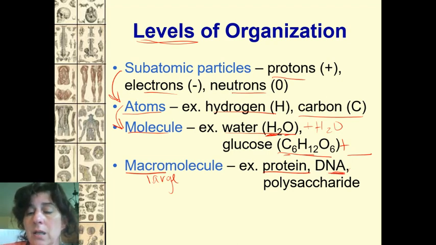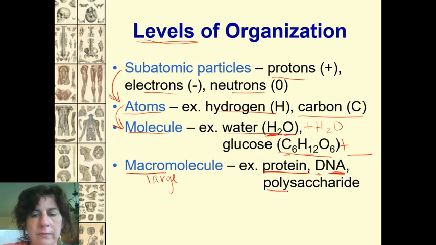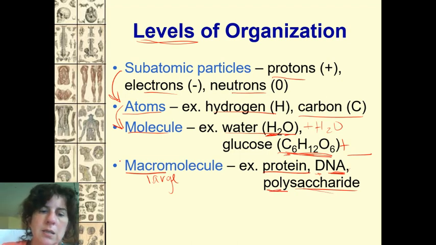Nucleic acids is another type of macromolecule, and DNA is one example of that. That would be where your genetic information is found. Polysaccharide means many sugars. So if I took a bunch of glucose and strung them all together, I would get what's called a polysaccharide. Again, this is the subject of the upcoming chapter.